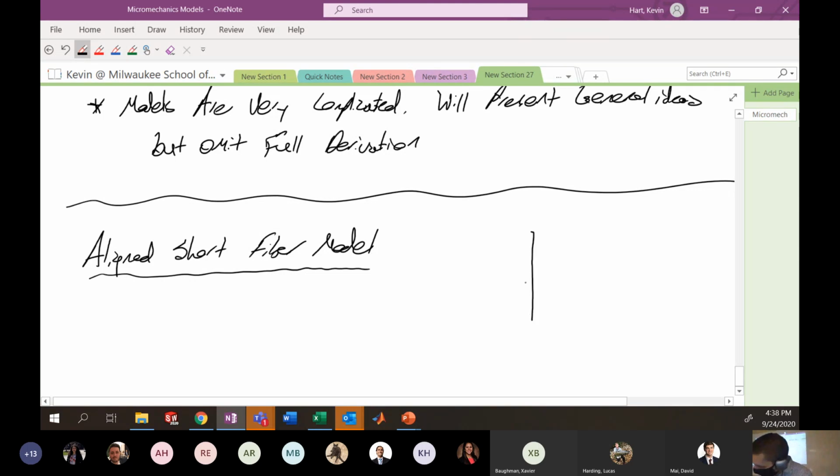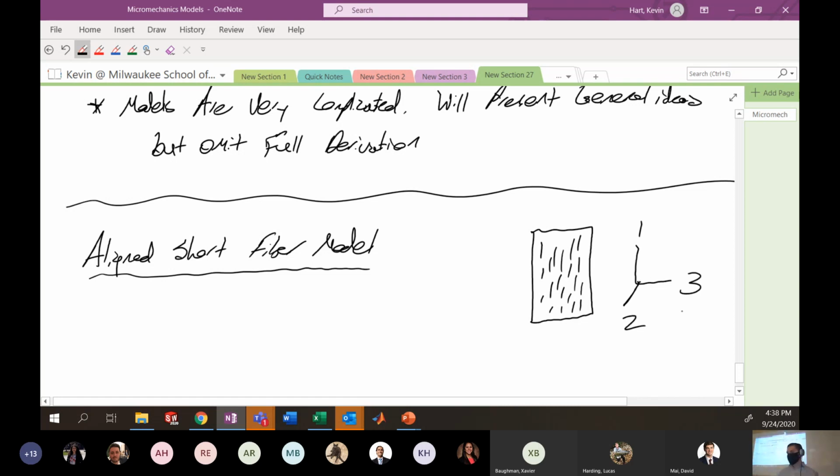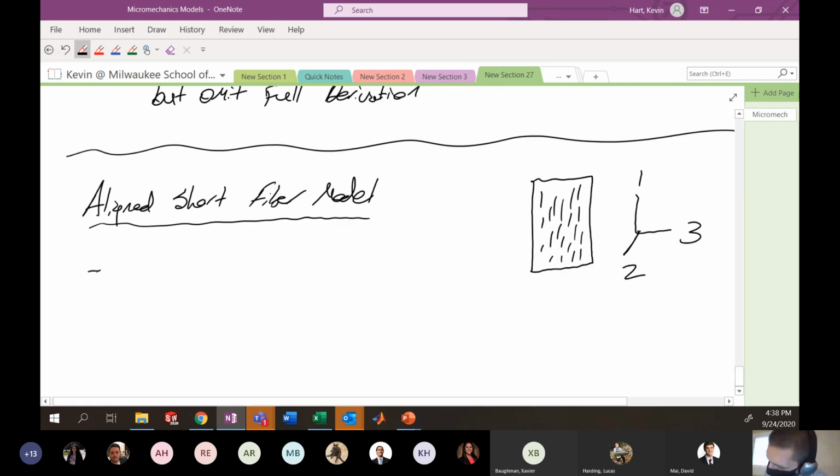The picture you should have in your head again is something like this, where all of your fibers, or very nearly all of them, are running in this direction. And this has some natural coordinate system to it, where 1 is the direction of the fibers, then 2, 3. So we're going to assume that sort of coordinate system. This is going to end up looking a lot like the micromechanical models we previously saw, and so we're going to leverage the Halpin-Tsai equation.